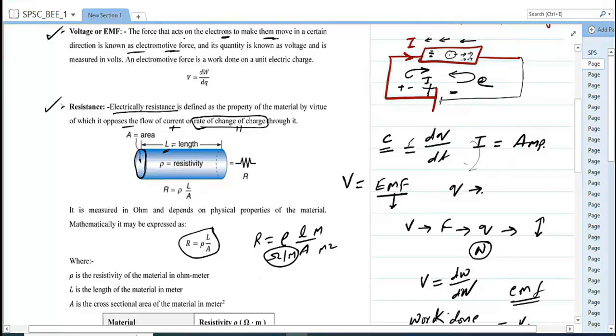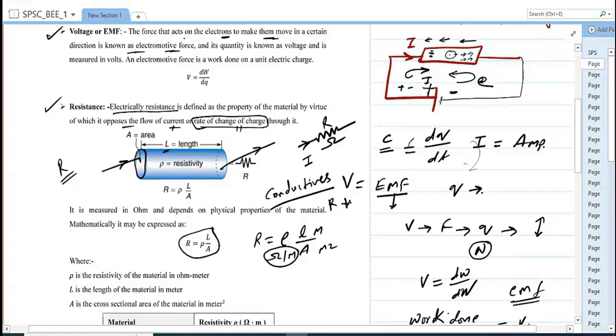So what is resistance? Resistance is a property by virtue of which it opposes the flow of current through the material. Its symbol is like this, its unit is ohm, and its job is to oppose the flow of current. If a material allows the easy flow of current through it, that material comes under the category of conductive material. Its resistance is very low.